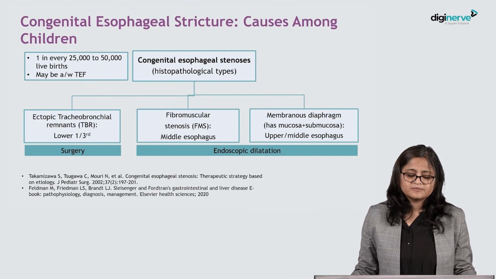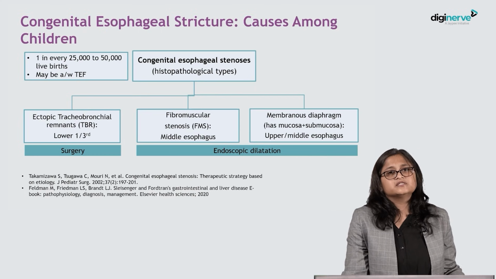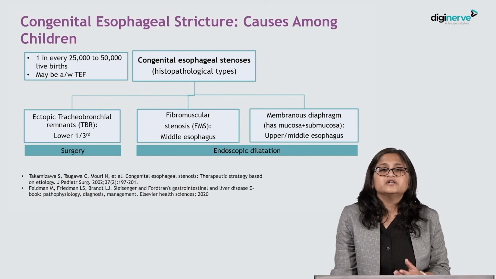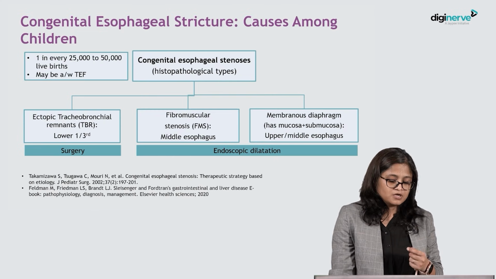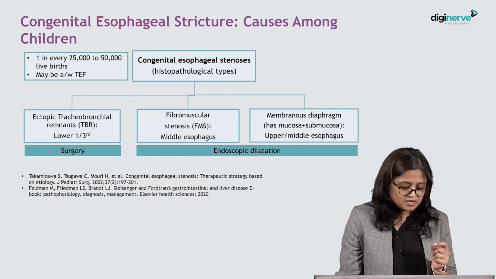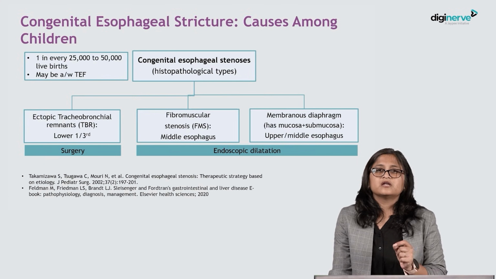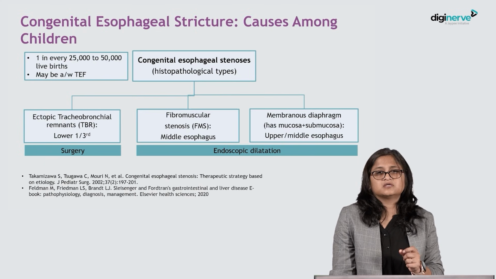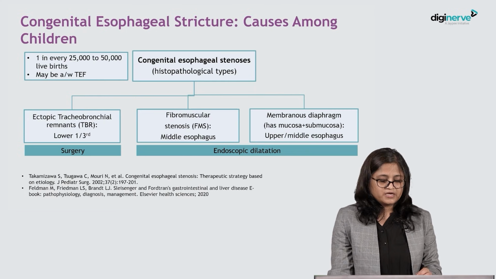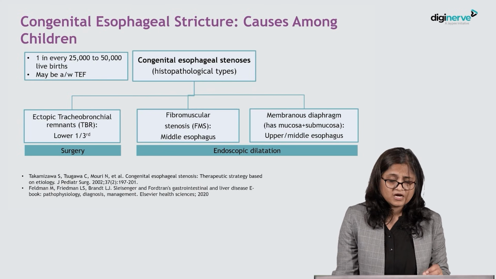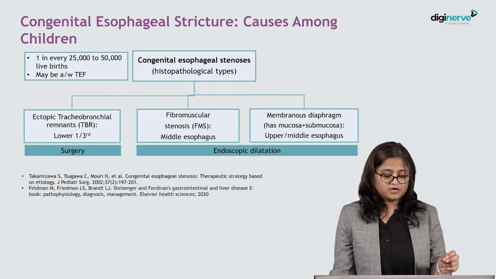Now coming to the smaller subset of etiology, that is congenital esophageal stricture. So congenital esophageal stenosis is divided into 3 types based on their histopathology. What are the 3 types? First one is an ectopic tracheobronchial remnant. As the name suggests, there is a tracheobronchial remnant in the lower part of the esophagus, which is giving rise to this picture. This happens in the lower 1/3 of esophagus alone, and for this we have to do surgery. This is not possible to dilate by endoscopy alone.